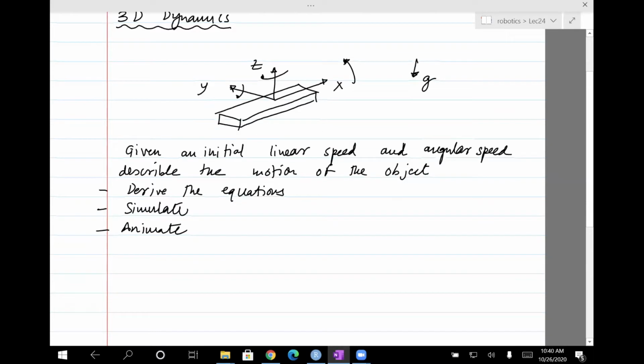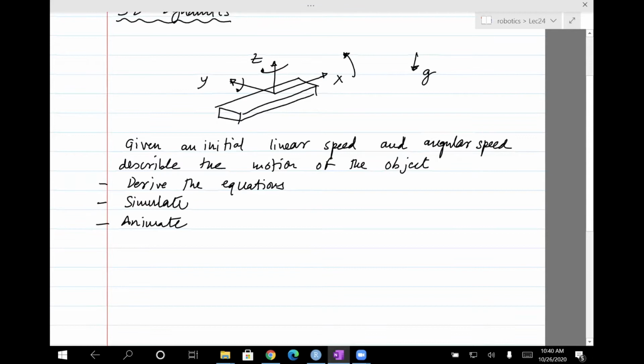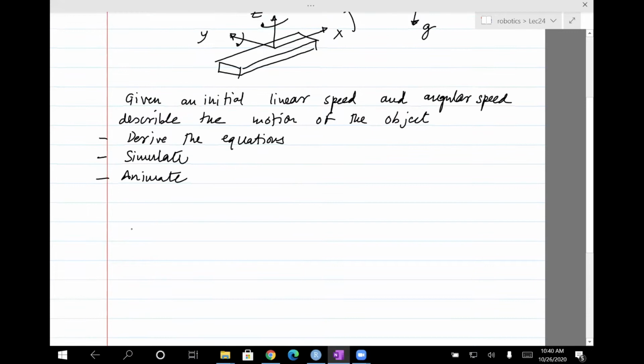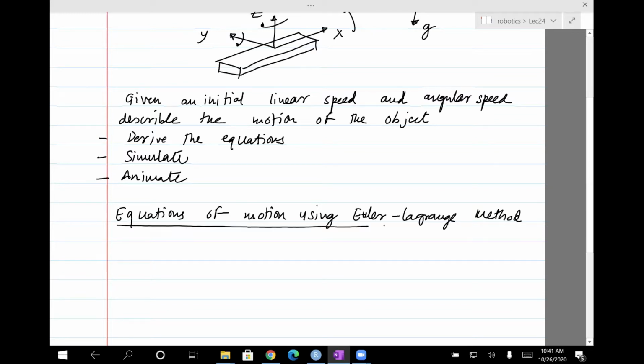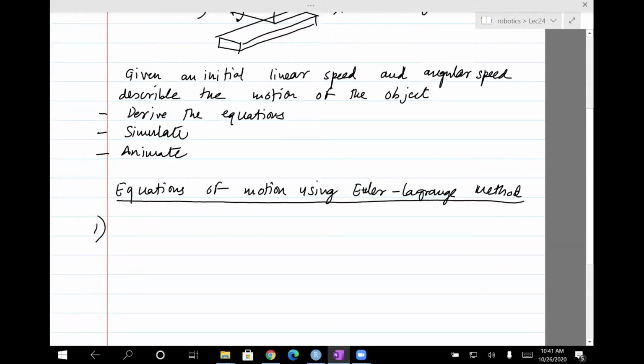Okay, so this is sort of the build up towards quadcopter. We need to do 3D dynamics in order to do that. So what we'll do is we'll use the Euler-Lagrange method to derive the equations of motion. Okay, so the good thing about Euler-Lagrange is it's easy to go from 2D to 3D once we have figured out the kinematics.